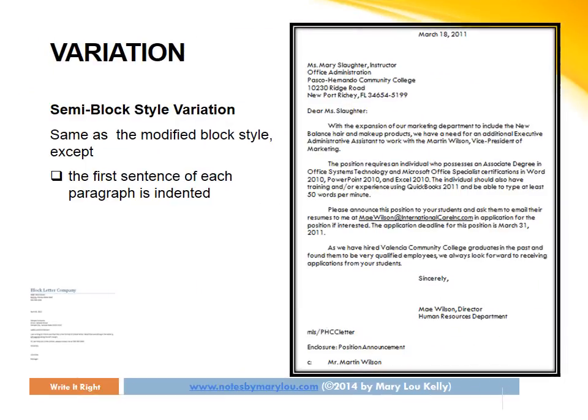Another variation of the block letter style is a semi-block style. The semi-block style is the same as the modified block style, except the first sentence of each paragraph is indented 5 to 10 spaces. Normally, it is indented only 5 spaces. Under no circumstances would you indent more than 10 spaces.